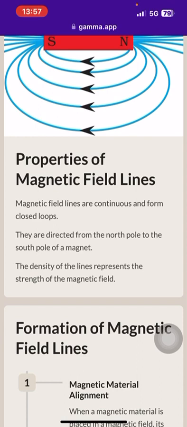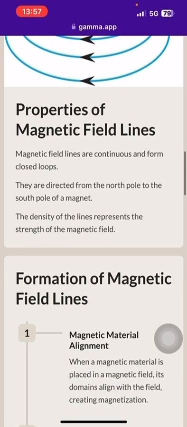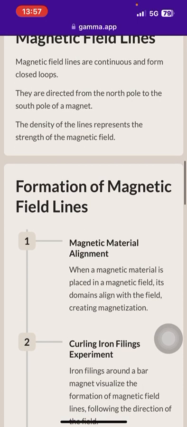Already we discussed that. So how are the magnetic field lines formed? That means magnetic material alignment. When a magnetic material is placed in a magnetic field, its domains align with the field, creating magnetization. For example, take a simple magnet and one iron piece. When the iron piece is placed in the magnetic field, its domains align with the field, creating magnetization.